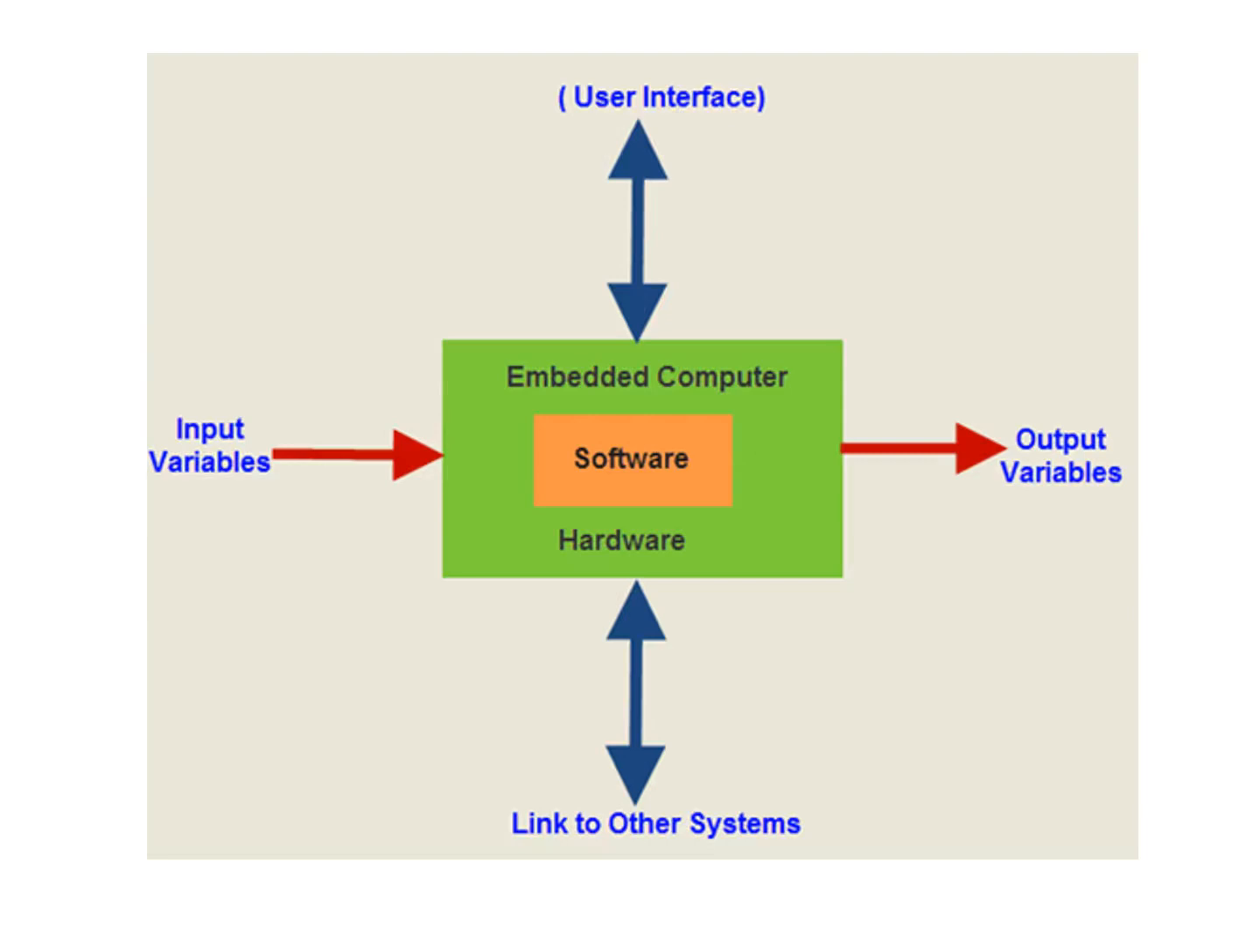The internal structure of the embedded system contains hardware as well as software, which can be clearly seen in this block diagram. Input variables are the one-way communication towards the embedded system, and output variables are the one-way communication from the embedded system.